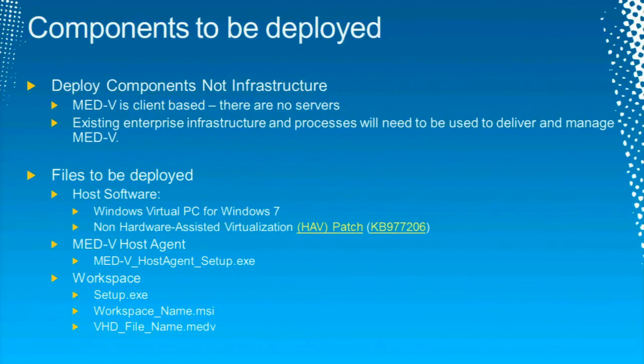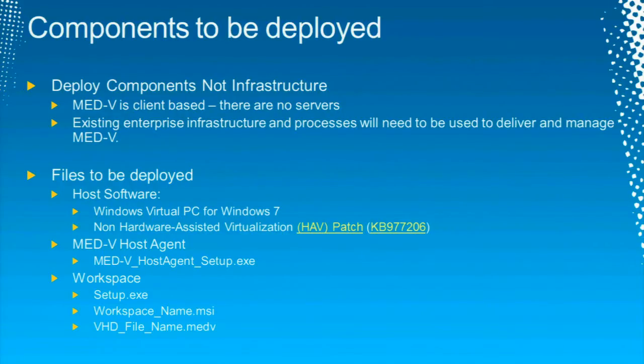That's a technology that a lot of your newer machines have, but by default, they ship with it turned off in the BIOS. So if you have an older machine that doesn't have HAV, or if you have a fleet of machines that have been deployed where you didn't turn that on in the BIOS, you need to make sure that you install the non-HAV patch for Windows Virtual PC so that it will run.